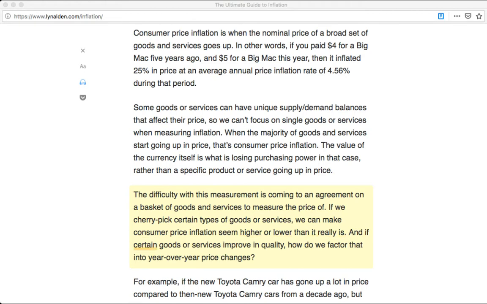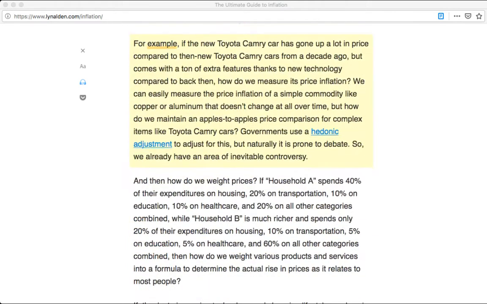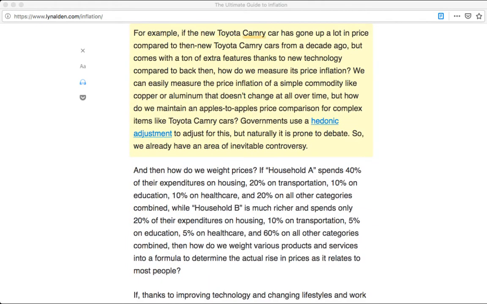And if certain goods or services improve in quality, how do we factor that into year-over-year price changes? For example, if the new Toyota Camry has gone up a lot in price compared to Toyota Camry cars from a decade ago, but comes with a ton of extra features thanks to new technology, how do we measure its price inflation?